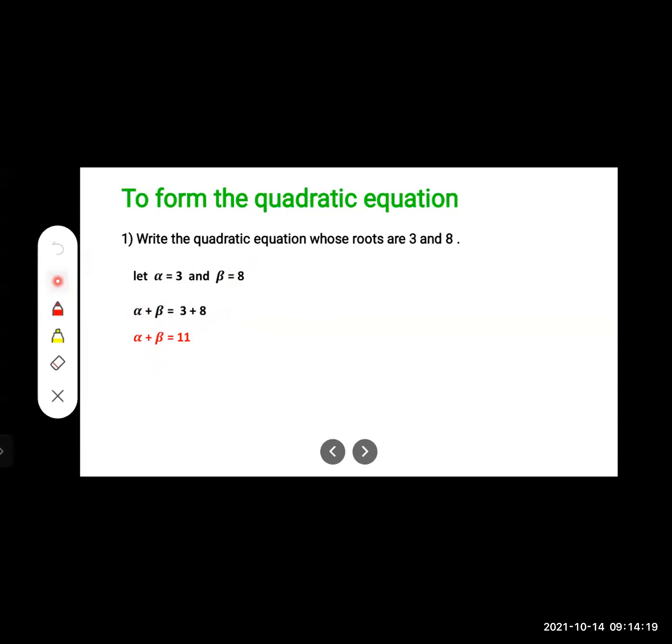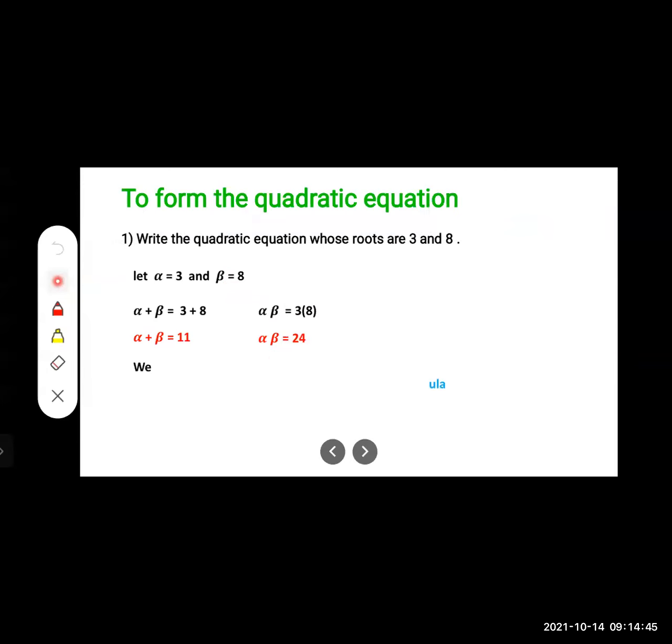And what we have to do next? We have to find the value of alpha into beta. So alpha into beta, alpha value 3 I have written here, into beta value 8. Now you multiply, how much you will get? 3 8s are? Yes. So alpha into beta equal to 24. Clear, children? Yes. So now you got alpha plus beta, alpha into beta.